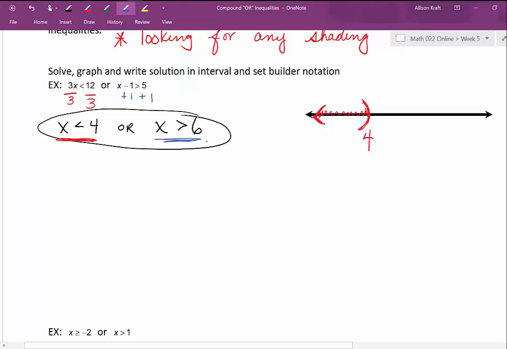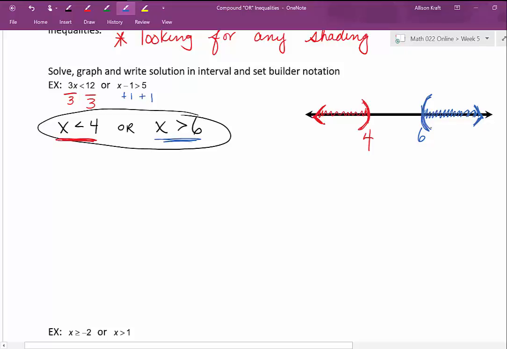We graph our other inequality on the same number line. X is strictly greater than 6. We find 6. X is greater than 6. That means we shade to the right. Since it's a strict inequality, we use a parenthesis at 6 to indicate we're not including it.